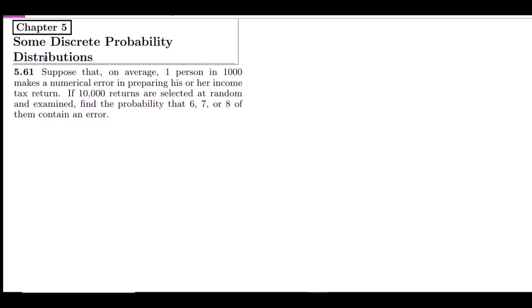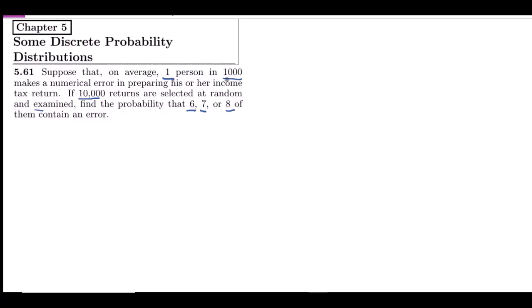Welcome back, guys. This is question 5.61, and the statement of this question is: suppose that on average 1 person in 1000 makes a numerical error in preparing his or her income tax return. If 10,000 returns are selected at random and examined, find the probability that 6, 7 or 8 of them contain an error.